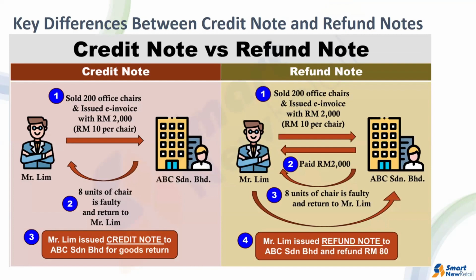For a refund note, same thing. We sold 200 office chairs and it is done, paid 2,000. Then 8 units of chairs, 40 each, are returned by Mr. Lim. So they will need to refund 80 ringgit.